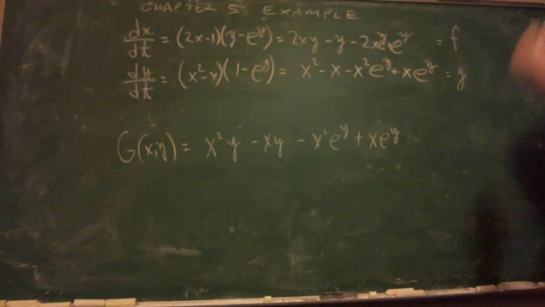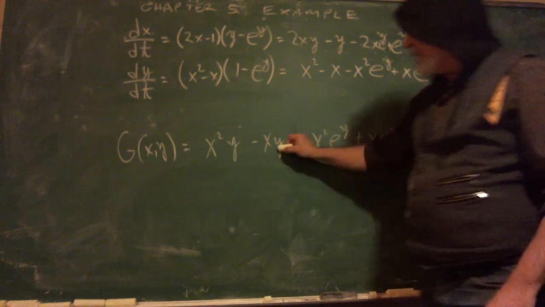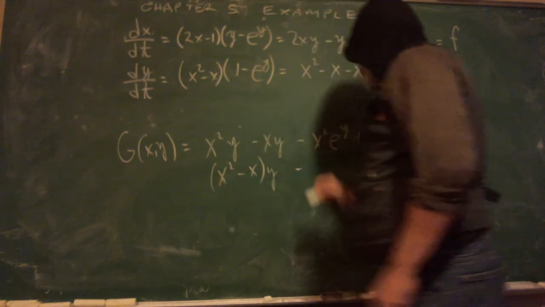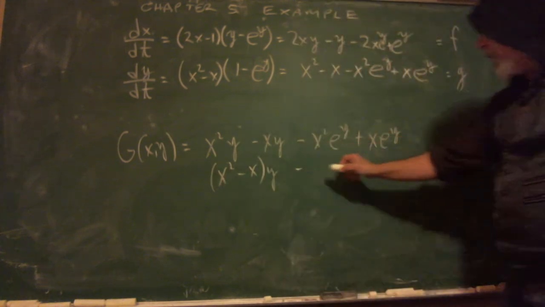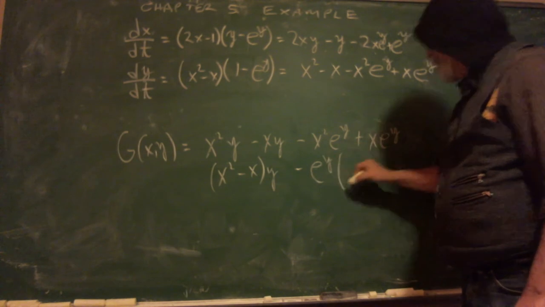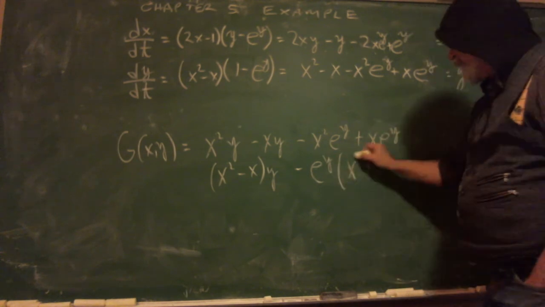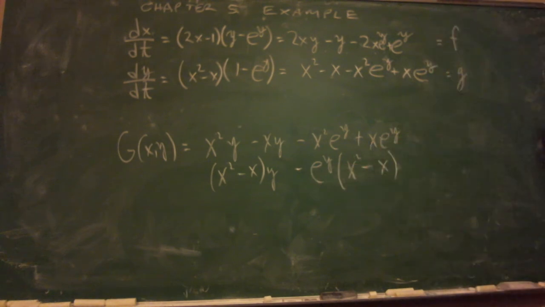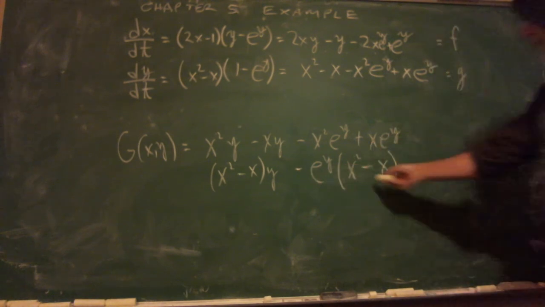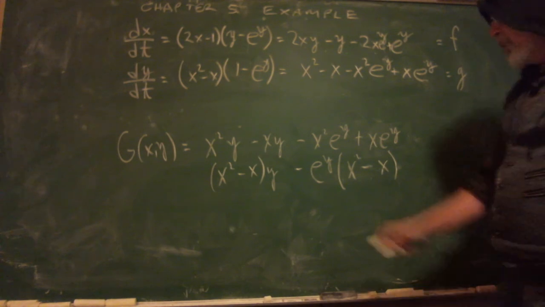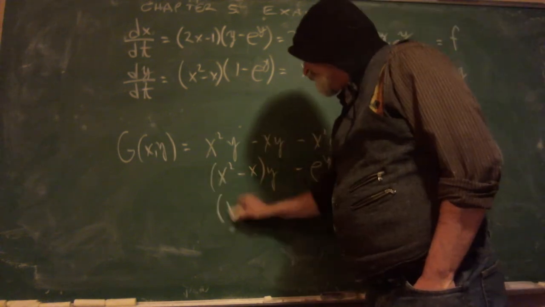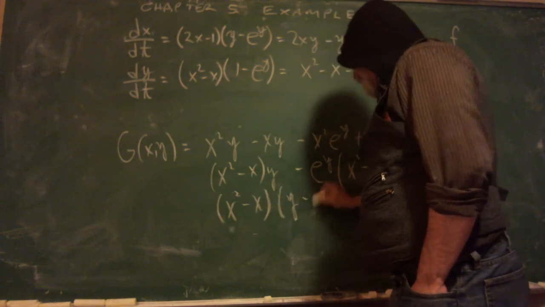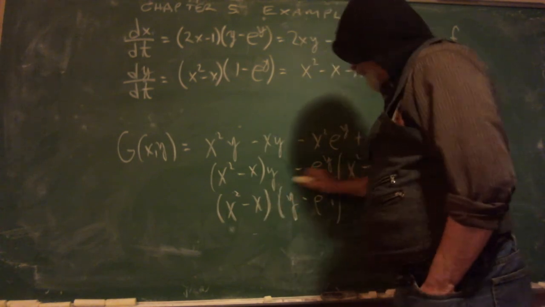I'd like to factor it, because if I factor a y out of this thing, I get x squared minus x times y, minus, if I factor an e to the y out of this, a minus e to the y gives me x squared minus x. Notice how this minus sign distributes, giving me that plus x e to the y. Well, I've got x squared minus x written twice. So this g of xy is actually x squared minus x times the quantity y minus e to the y. And that's my big G.